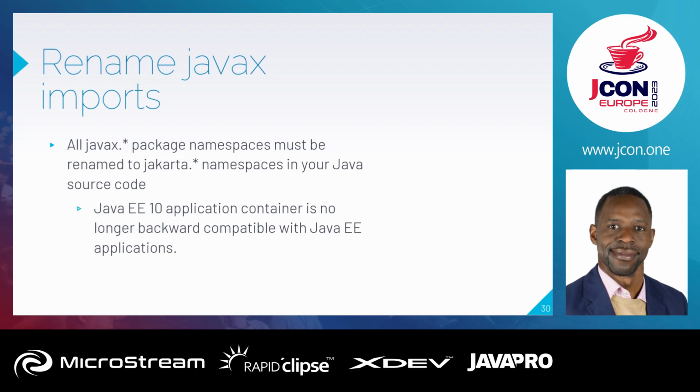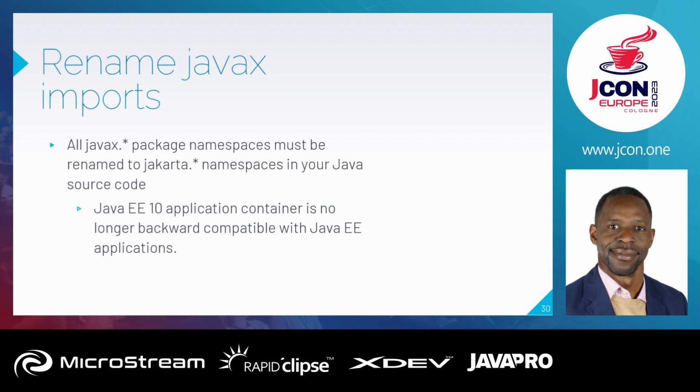Rename your imports. So your javax dot whatever package namespace will change to jakarta dot whatever namespace it is. Hypothetically, if you had a javax.io, it will be jakarta.io. So the package structure doesn't change. It's just that javax changed to jakarta.